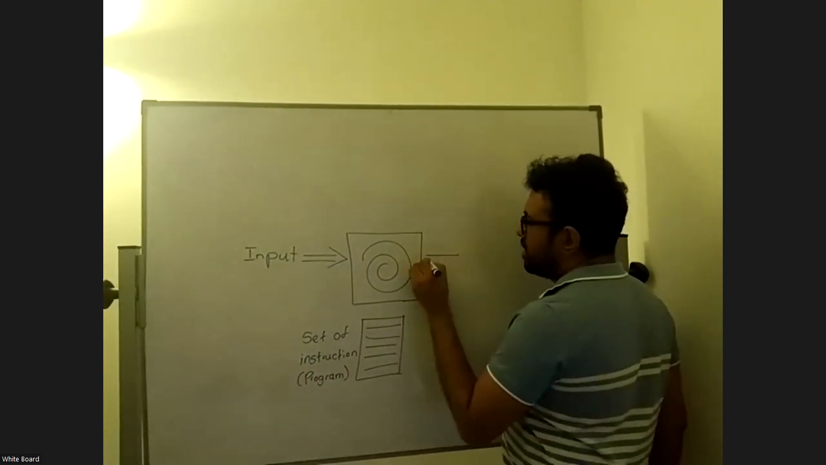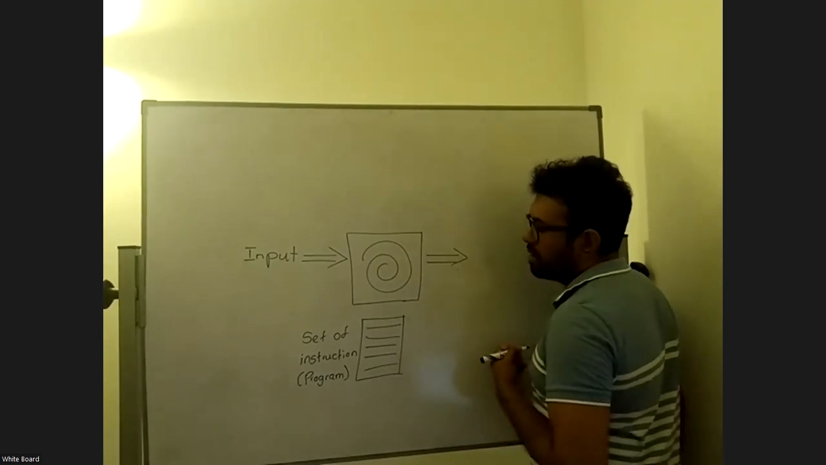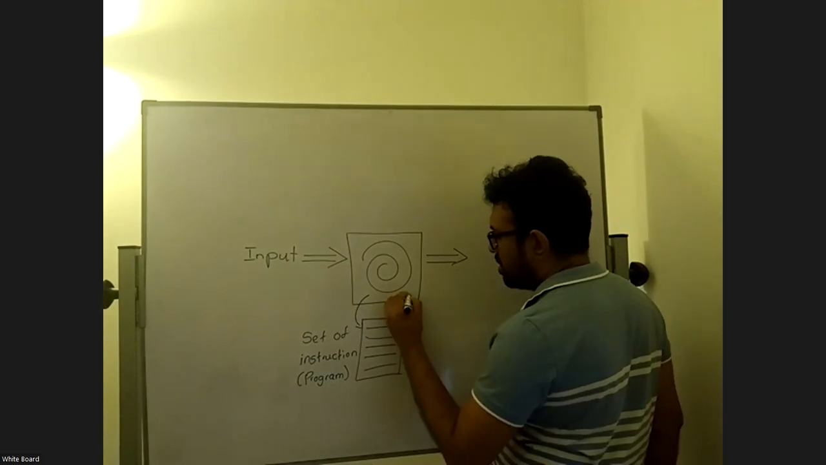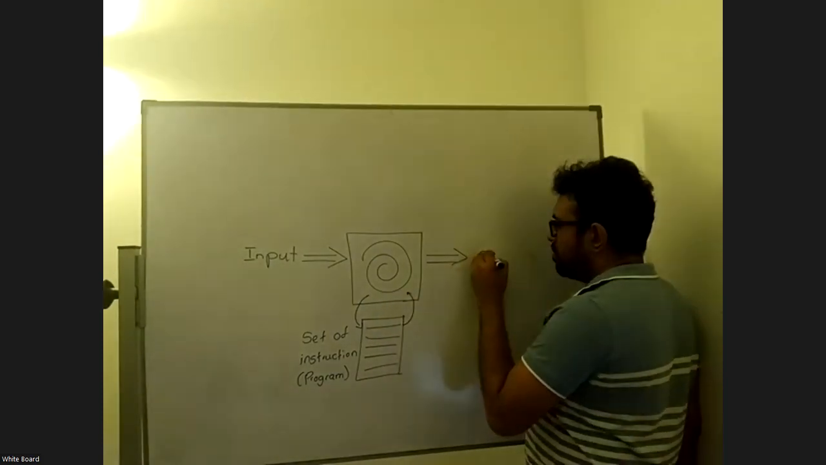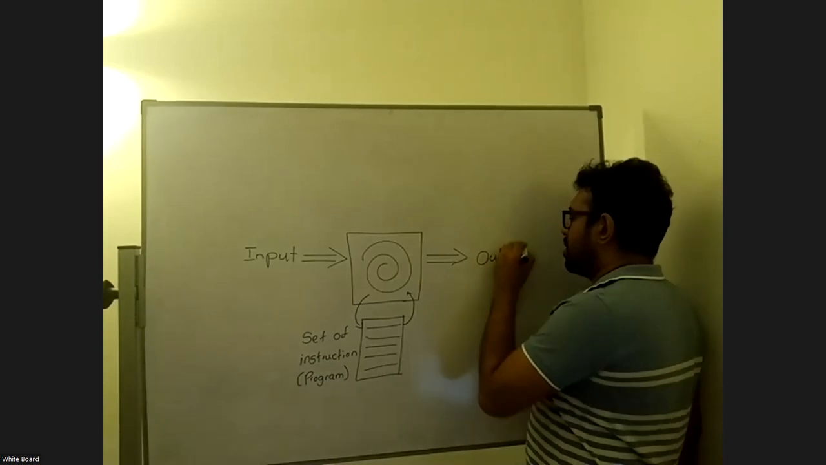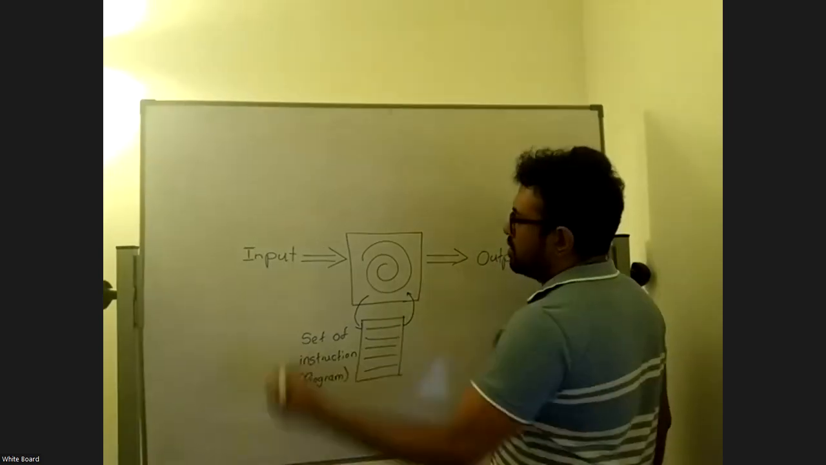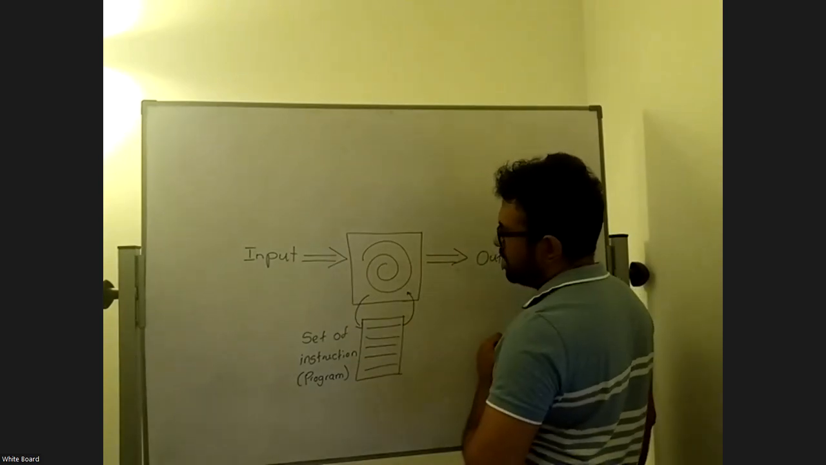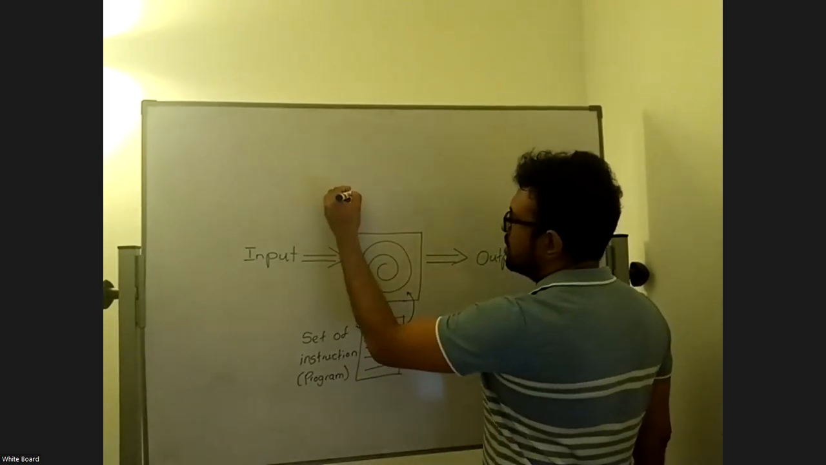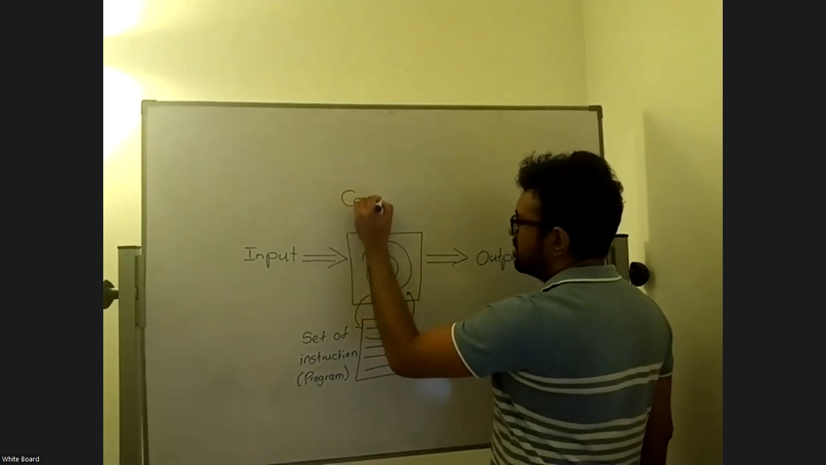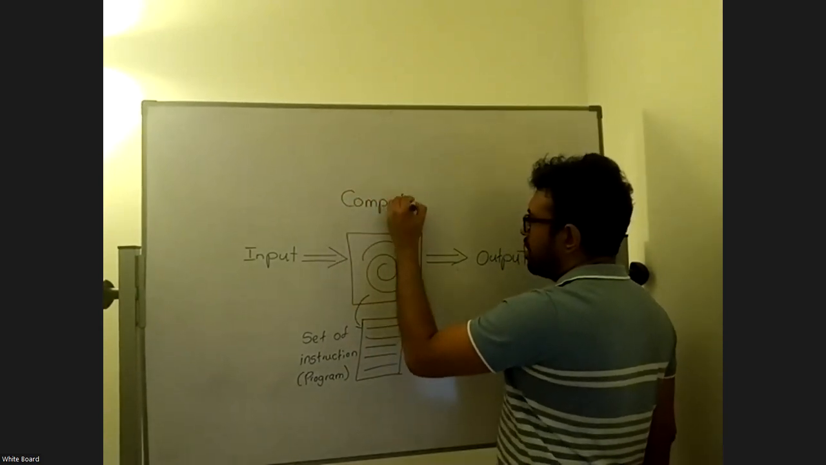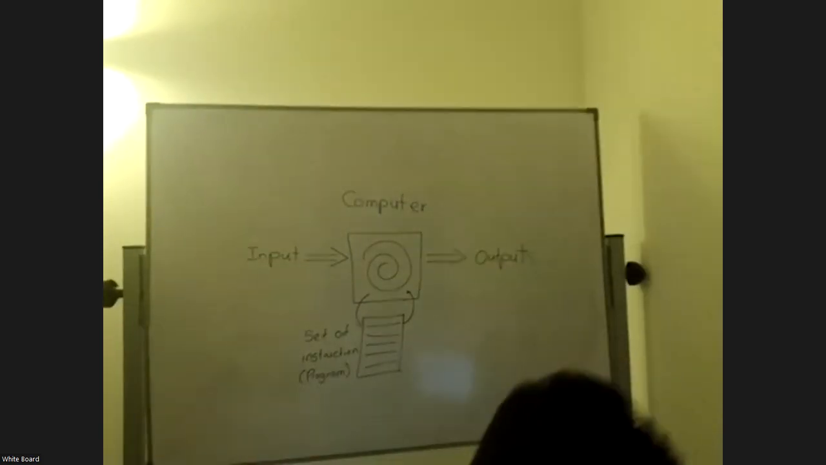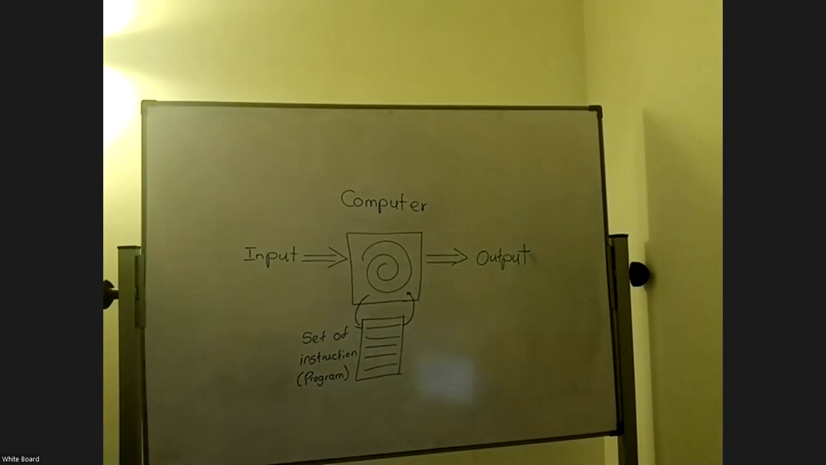And then, by referring to the set of programs, it will start to process the data. Then we get some output. So this is the operations of computer, right? So the computer is this. You can draw this now and complete your note on what the computer is.